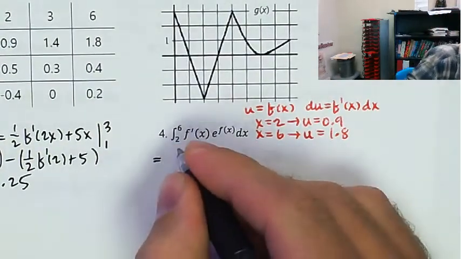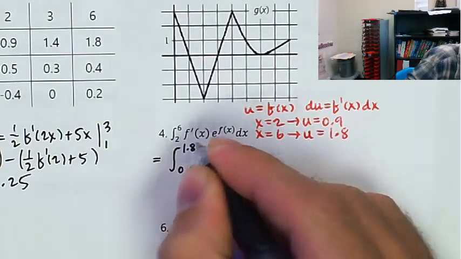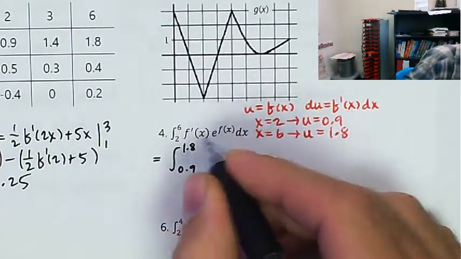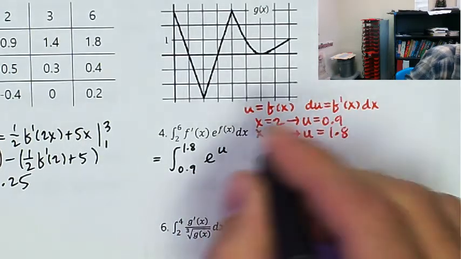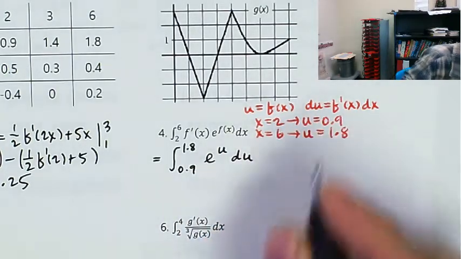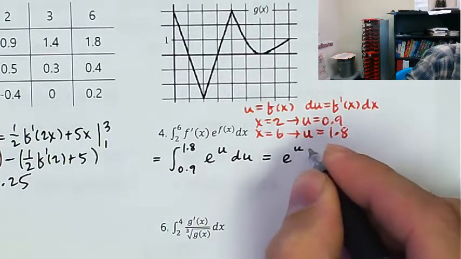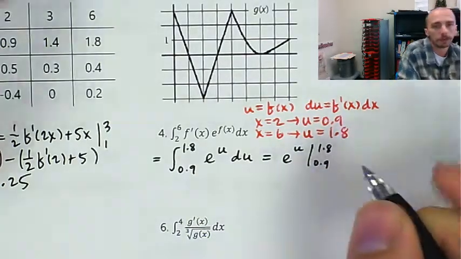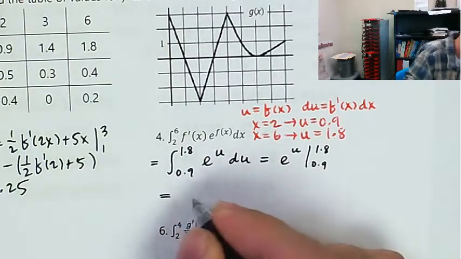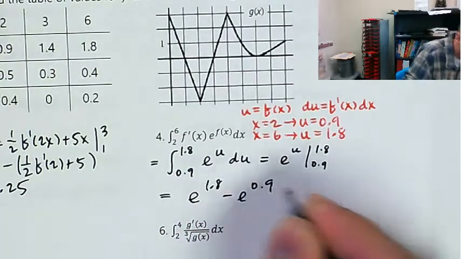All right, so this is now an integral from 0.9 to 1.8 of e to the u. f prime of x dx is du. And that's e to the u as u runs from 0.9 to 1.8. And so we'll be able to do this. This will be e to the 1.8 minus e to the 0.9.